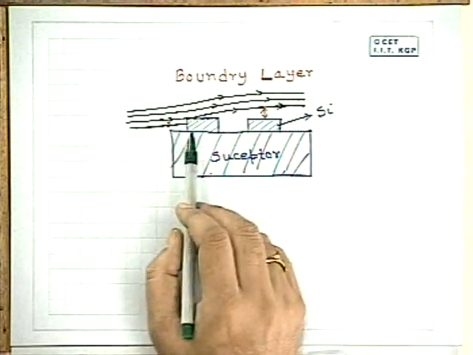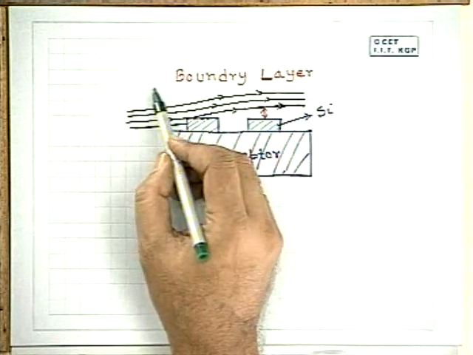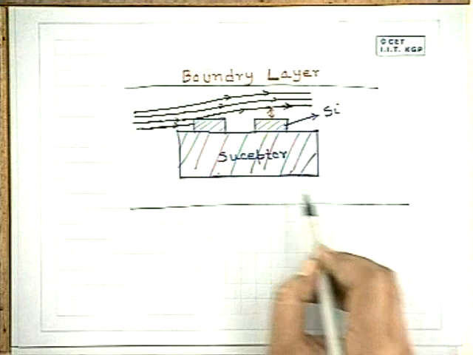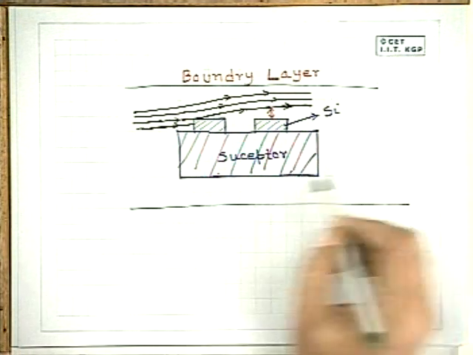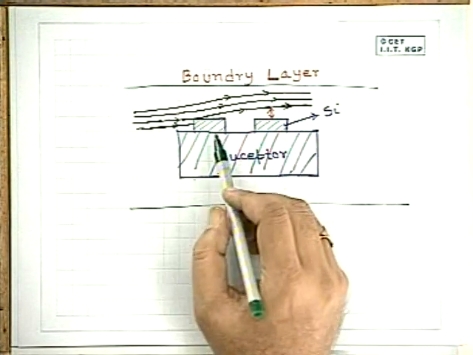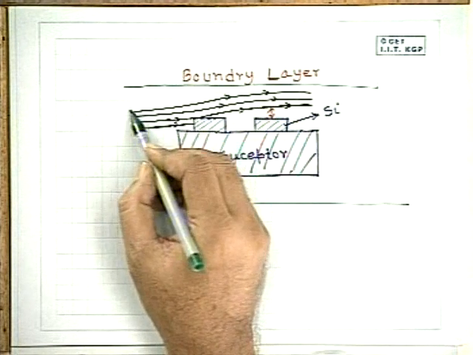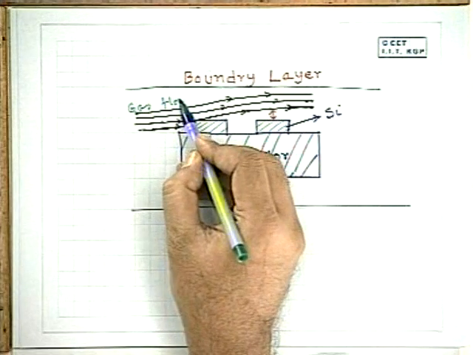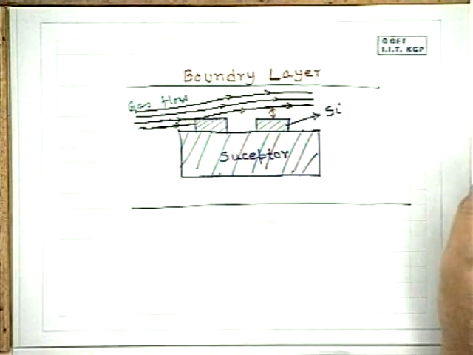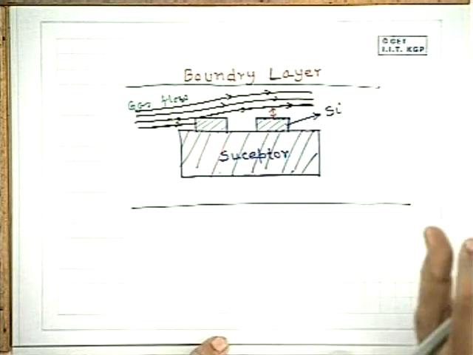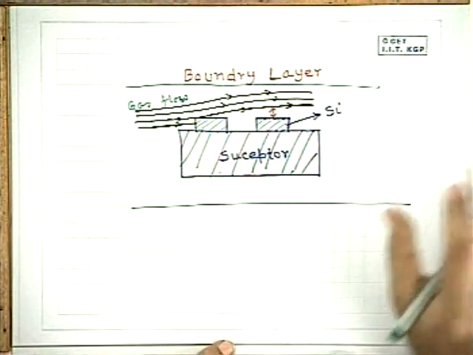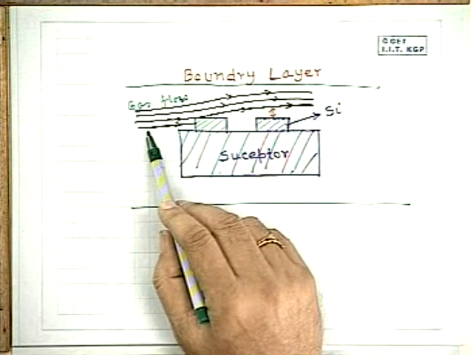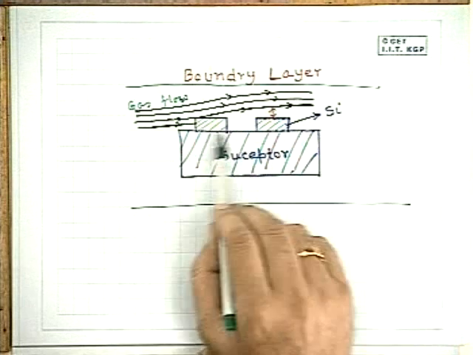Now the gas flows over the substrate, and the whole thing is inside the reactor. This is the reactor, the quartz tube, and you have kept the susceptor like that. This is the susceptor holder. The gas flow here is laminar, because a very low flow rate is maintained by the mass flow controller. So laminar flow is there over the substrate surface.